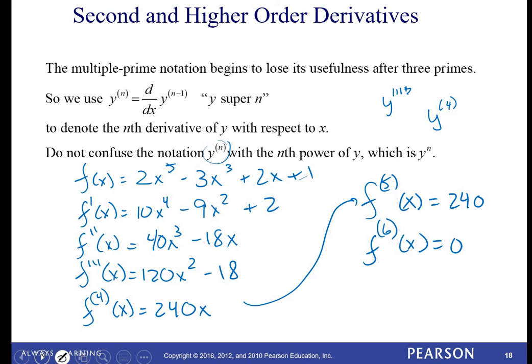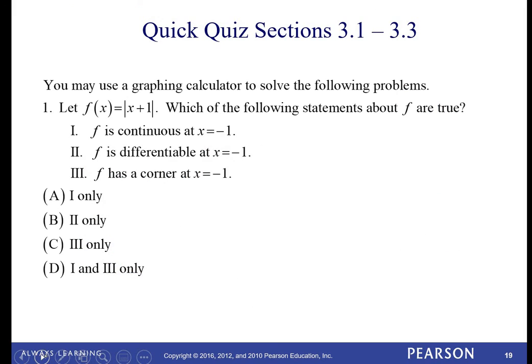Okay, the last few slides are a quick quiz for sections 3.1 to 3.3. I'm just going to scroll through these. If you want to try it now, I wouldn't really suggest that because we haven't done any problems on 3.2 and 3.3, but you might want to come back to it later on as you're studying for a quiz or a test. So I'm just going to scroll through. You can pause the video now and quit if you want. I'm going to keep it running so that if you want to use it later.